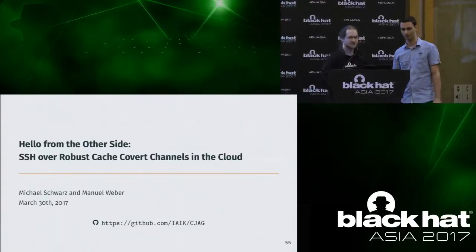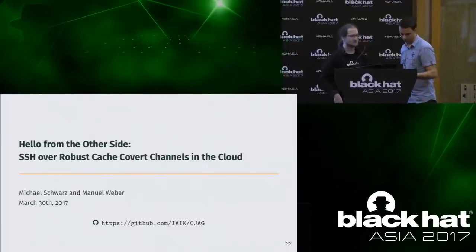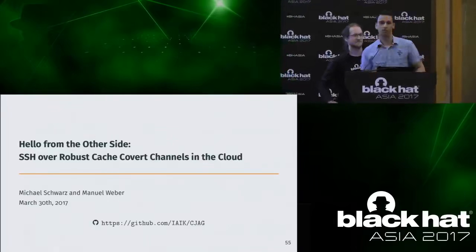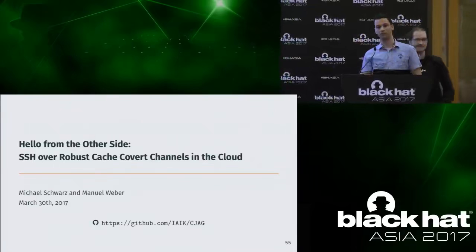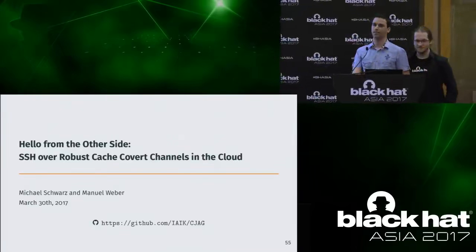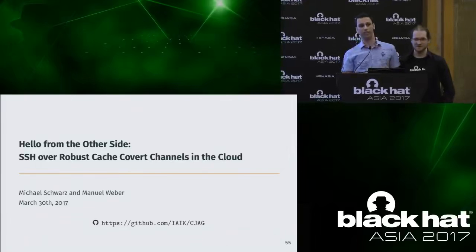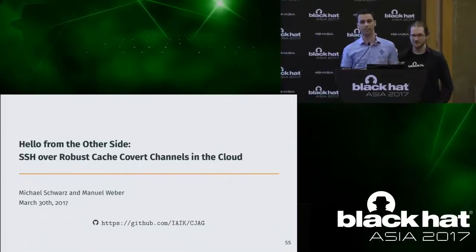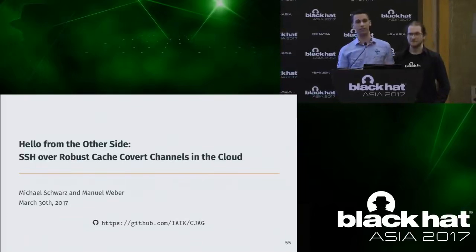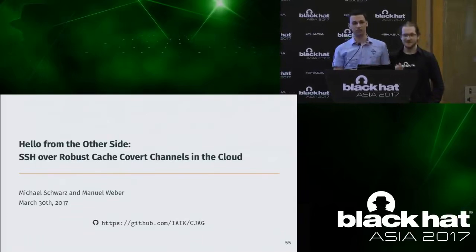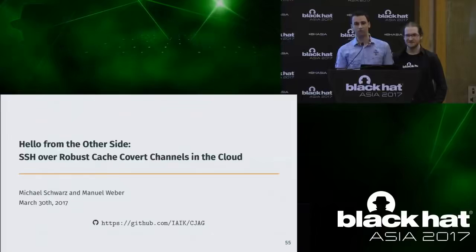Which cache are you using? On the Amazon cloud we have 20 megabytes of last level cache, and that's a lot. We actually use only 19 of the cache sets. We have 2048 cache sets per slice, and we have 8 slices on the Amazon machine, so it's just 0.something percent.